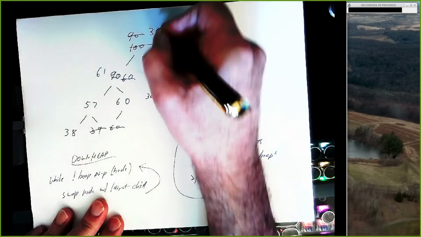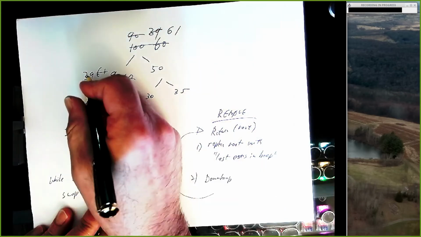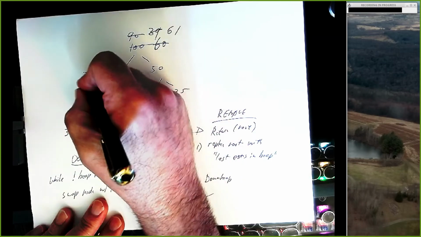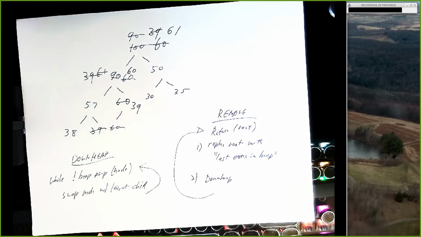Swap 39 with the largest child. This becomes 61. This becomes 39. Swap 39 with the largest child, which is 60. This becomes 60. This becomes 39, and we've got another heap.